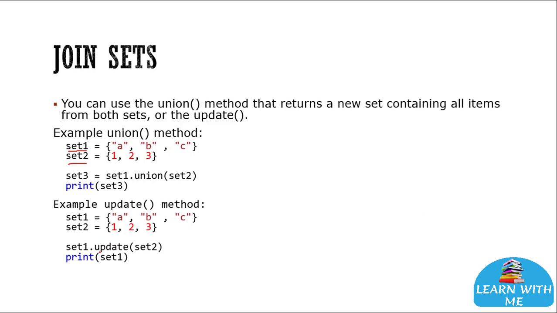Here in union, we have used a third variable with an assignment operator to assign the combination of both sets. But in update we don't need any assignment operator. We have directly stored the updated result in one set, which we used earlier, that is set 1.